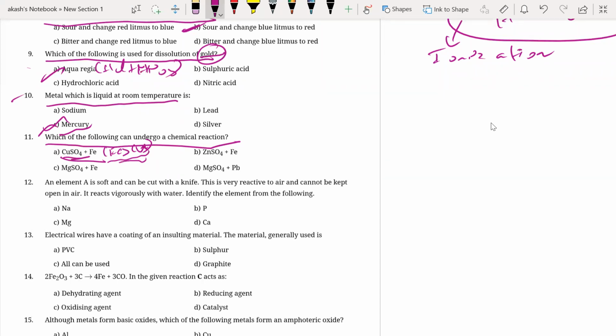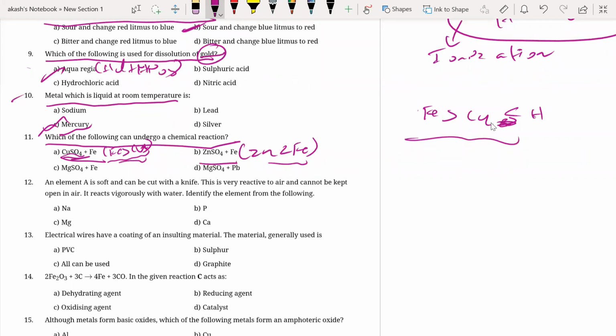Yes, it is. Iron is more reactive than copper, and copper is less reactive than hydrogen. Anyways, if you're not able to understand this, we'll look at the other ones. Now I need zinc to be less reactive than iron. Is it correct? Only then this will happen, right?